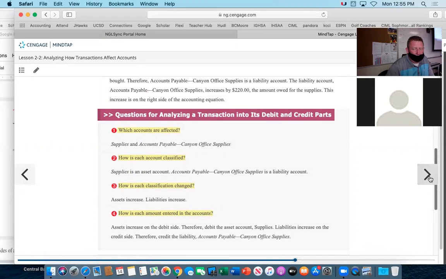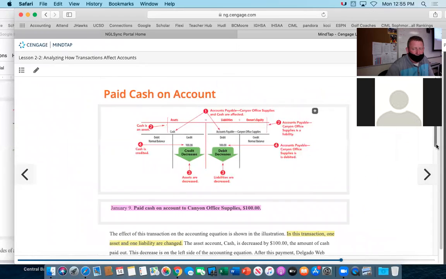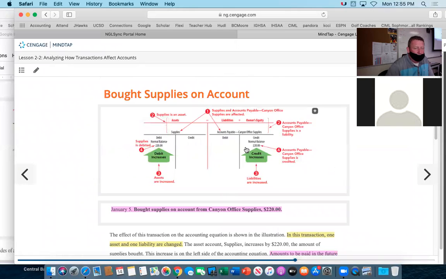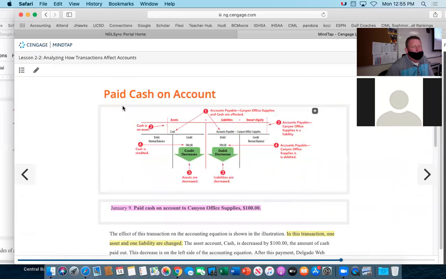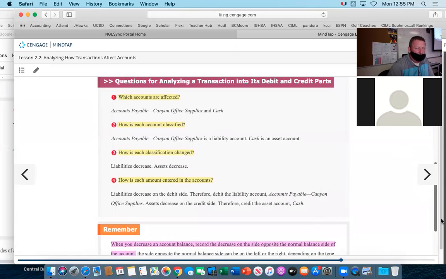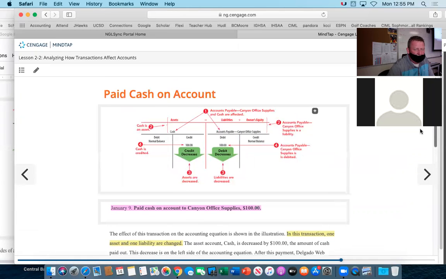We'll go through that. Now paid cash on account. So what did we just do? We just bought supplies on account. We bought $220. So I went into the store and I charged $220. I owe them $220. Well, now our thing is, it says we're paying cash on account. Remember down here, they say what accounts are affected, how is each classified. All right, so we paid cash. How does that affect cash? It goes down, right?